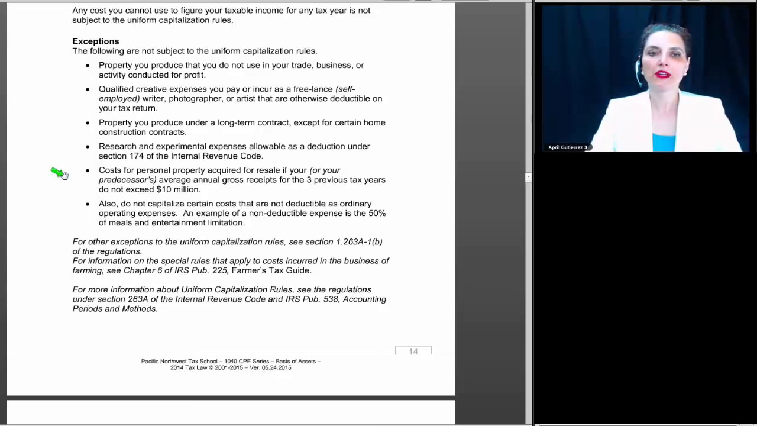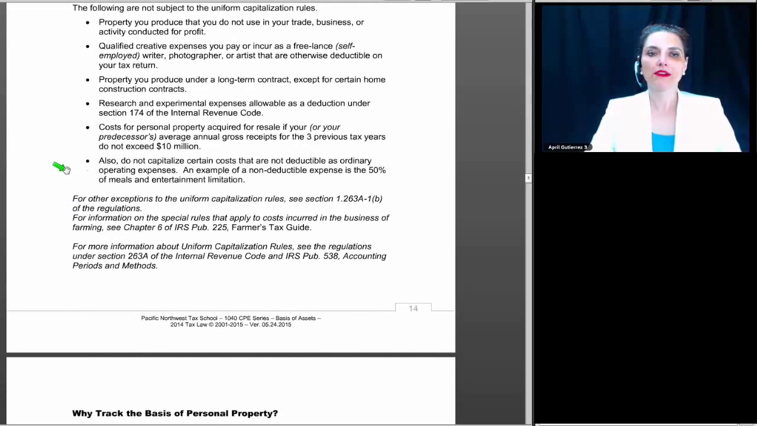Costs for personal property acquired for resale if your average annual gross receipts for the 3 previous tax years do not exceed $10 million, and also you do not capitalize certain costs that are not deductible as ordinary operating expenses. An example of a non-deductible expense is the 50% limit on meal and entertainment expenses. There would be situations where you need to capitalize the costs of meals and entertainment under the uniform capitalization rules, but when you do that, you ultimately would only be allowed to capitalize half those costs due to that 50% limit.